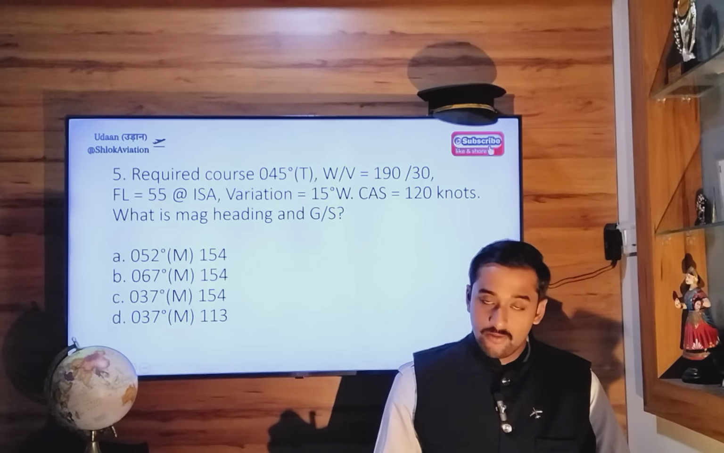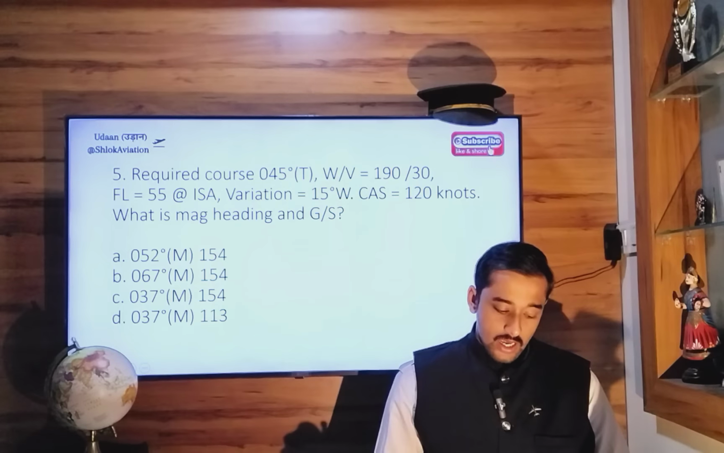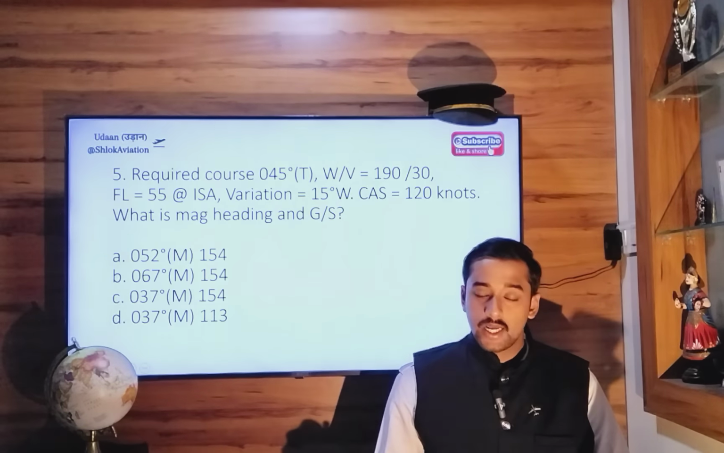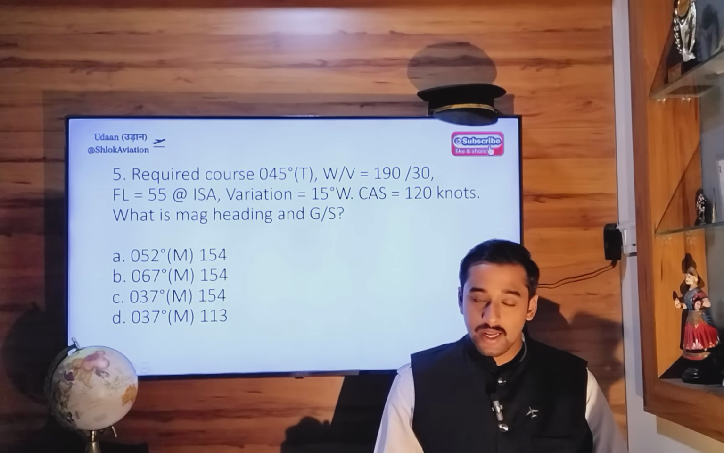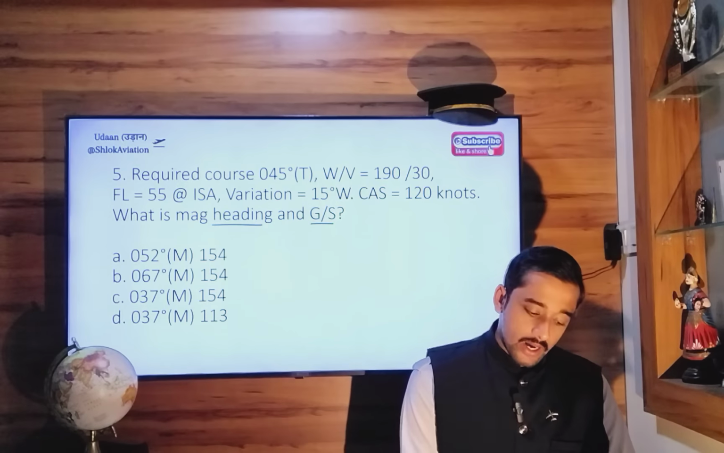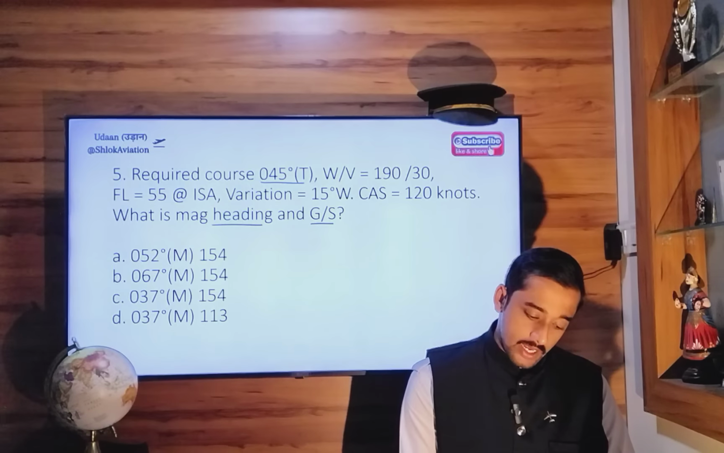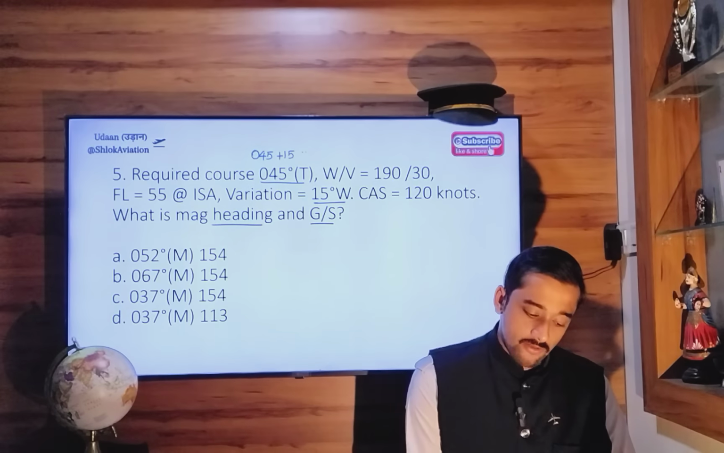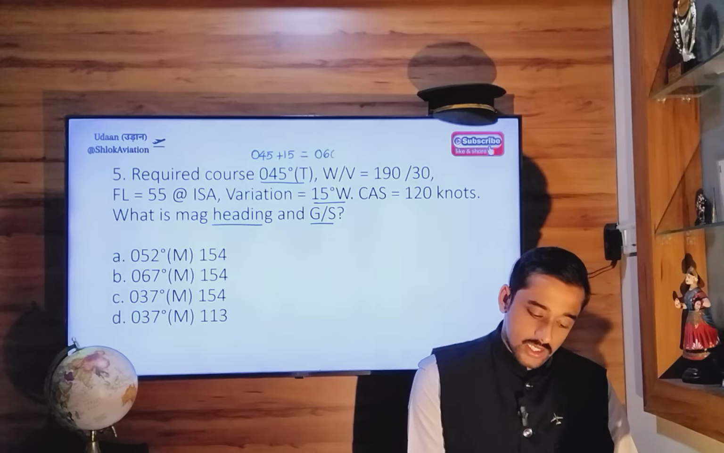Course 045, winds 190 at 30, flight level 55, ISA conditions exist, variation 15 degree west, calibrated airspeed 120 knots. What is magnetic heading and ground speed? Now required course is 045 true. Let's convert this into magnetic course. So magnetic course will be 045 plus 15, variation west, so 45 plus 15 is 060.